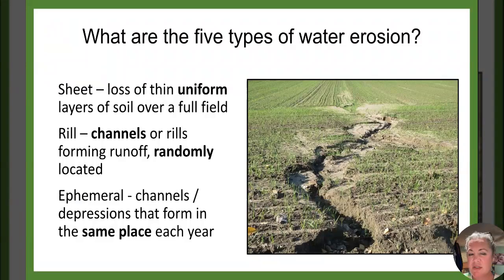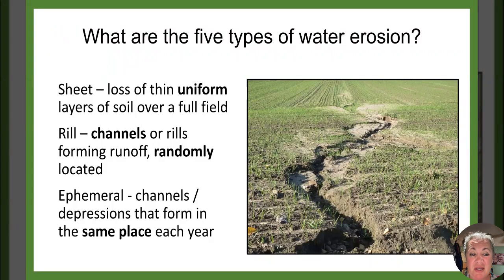Usually it's just because there's an area where water collects and moves a little faster, and it begins to move materials. I mean, you've seen this happen. It gets deeper and deeper in particular areas. Ephemeral erosion is further than the rills. Once the rills start to really get into place, you get deeper channels and depressions that form.